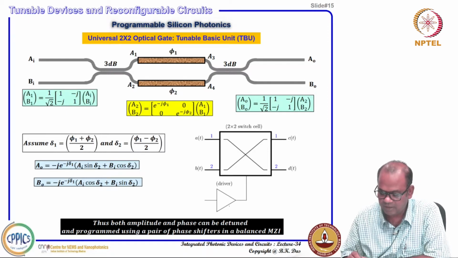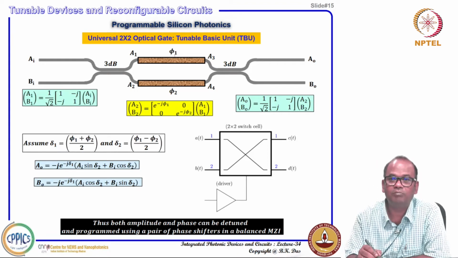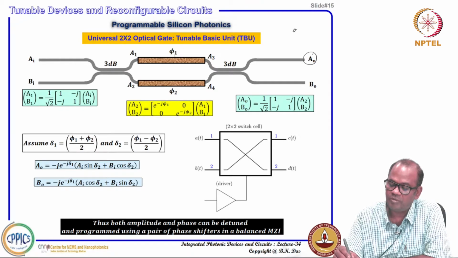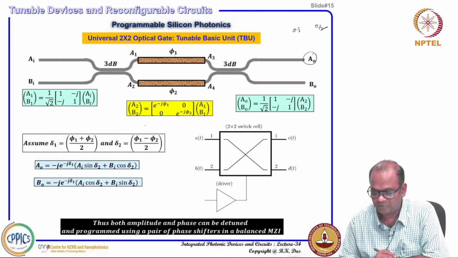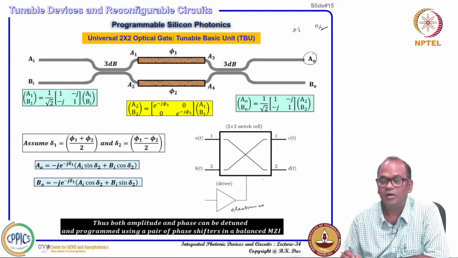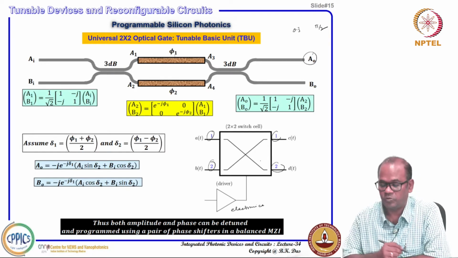You have to design a driver, an electronic device, because you will need a program. Suppose you need amplitude maybe 0.5 and phase maybe pi by 2. For that you have to compute what phi 1 and phi 2 combination you need, and that combination can be supplied by an electronic driver. So, the electronic driver can actually control the signal from input ports 1 and 2 to output ports 1 and 2, as we are considering here.